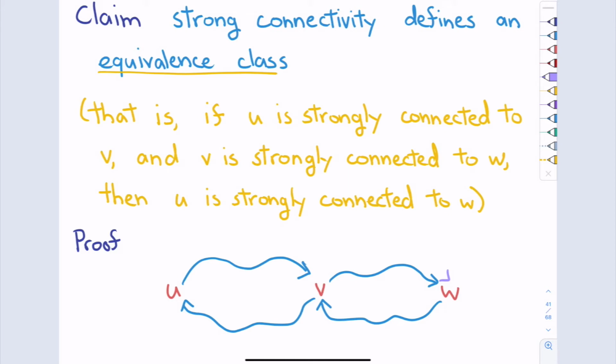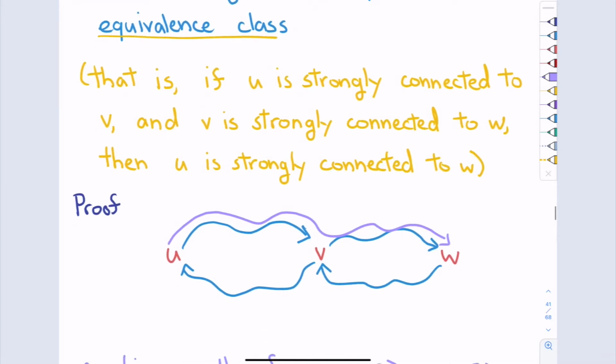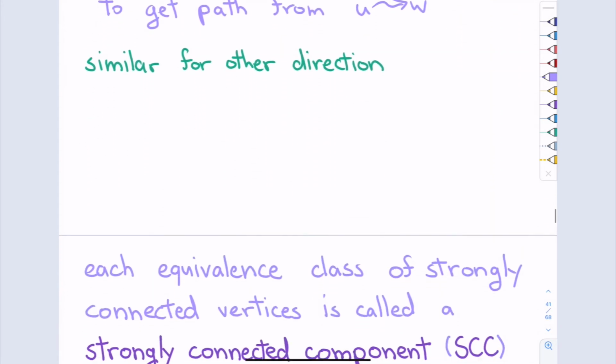But of course, if I have paths like this, I can always combine them. That gives you some walk from U to W. And vice versa, we get a single walk from W to U. It's possible that vertices repeat if those paths are crossing, but that doesn't appear in the picture. So there's some transitivity going on, of course. So what does that imply?